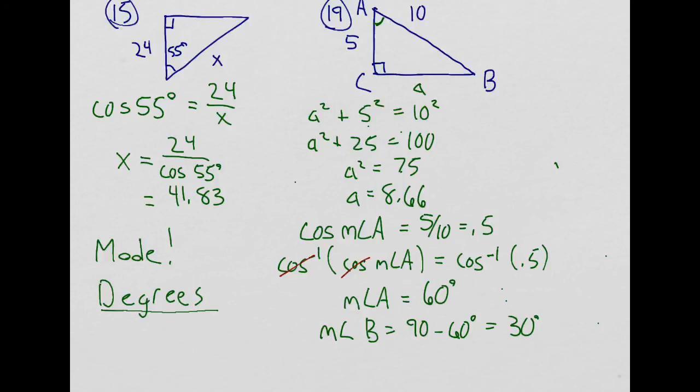So remember, make sure you're in degree mode whenever you're solving problems with degrees. You have to pay attention. And also remember that to solve a problem like this one, if you want to get rid of the cosine to find the measurement of the angle, you use an inverse cosine, or an inverse sine, or an inverse tangent, depending on which particular trig function you're working with.